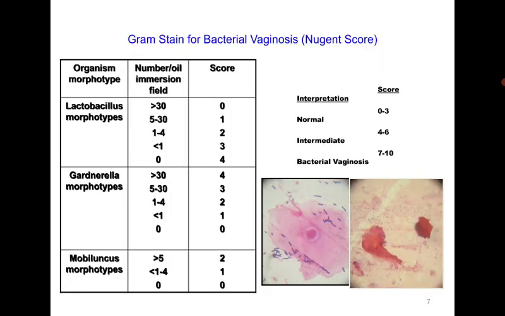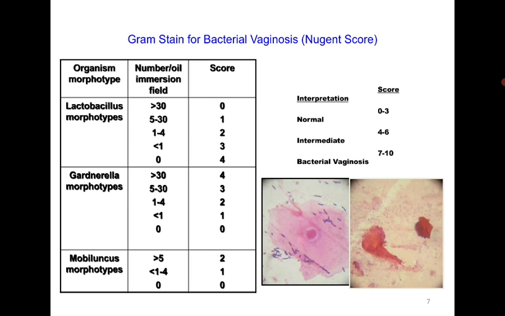Then Gram stain for bacterial vaginosis, the Nugent score they are using. The score depends on the organism morphotypes and the number of bacteria in oil immersion field. They score 0 to 4. For lactobacilli morphotypes, if they get more than 30, that is score 0. Because lactobacillus is more, it will be score 0, because it will not cause bacterial vaginosis. It is a protective bacteria. It will cause lactic acid production that will help maintain the acidic environment and prevent all these infections.